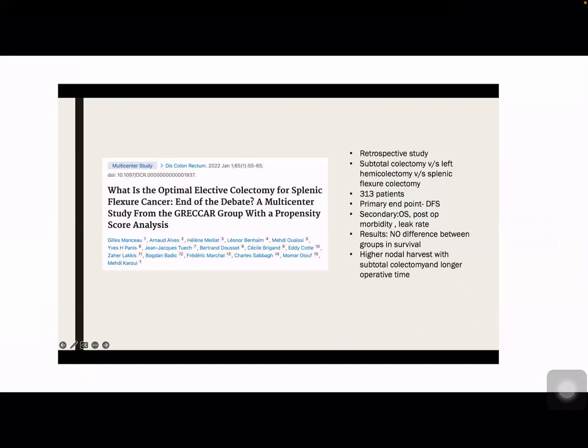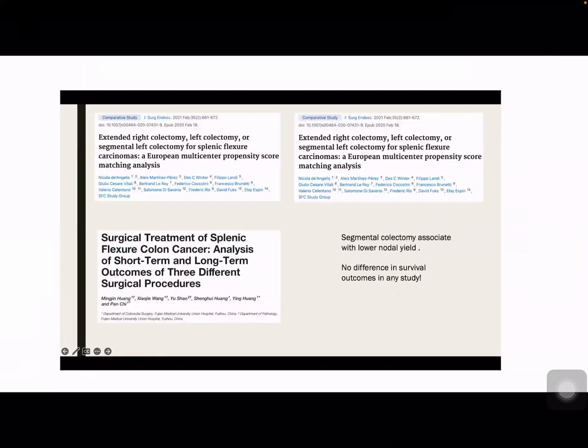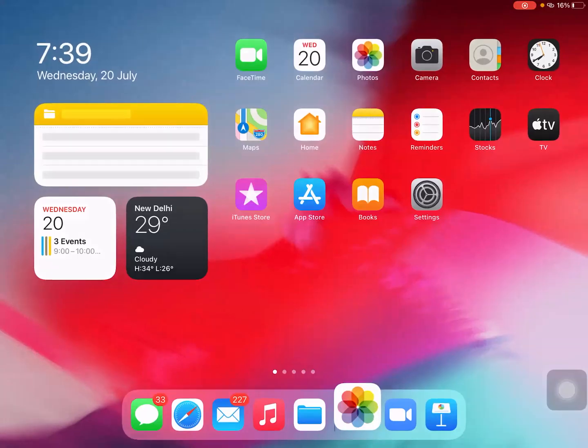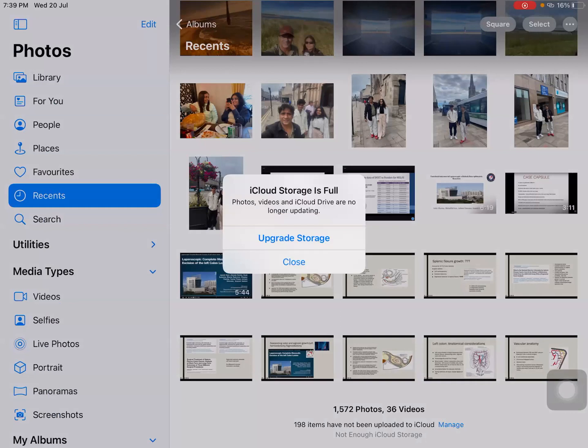The largest multicentric propensity study is from the GRECCAR group with 313 patients. They compared all three and they found no difference in survival. There are many other retrospective studies that found no difference in survival. I'll just show a small video of a left hemicolectomy.